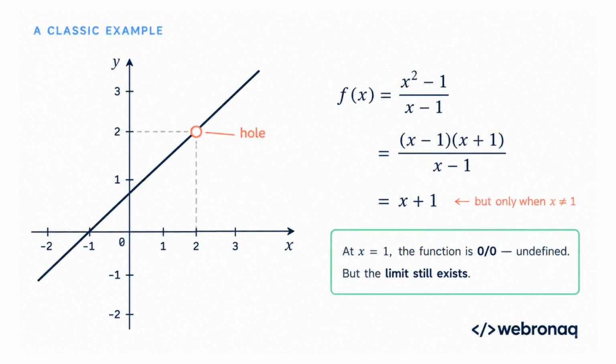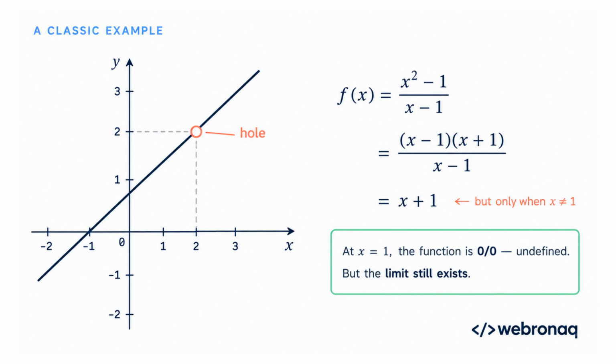Now let's look at the example that makes limits click for almost everyone. Take this function, f of x equals (x squared minus 1) divided by (x minus 1). Looks innocent, right? But watch what happens when we plug in x equals 1. The top becomes 1 minus 1, which is 0. The bottom also becomes 1 minus 1, which is 0. So we get 0 divided by 0, which is undefined. The function literally breaks at x equals 1.